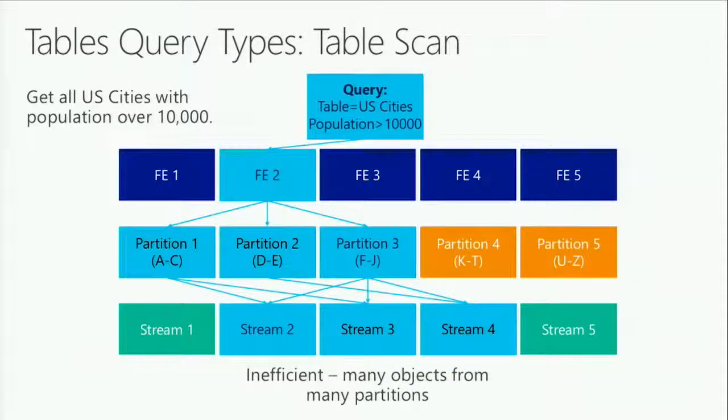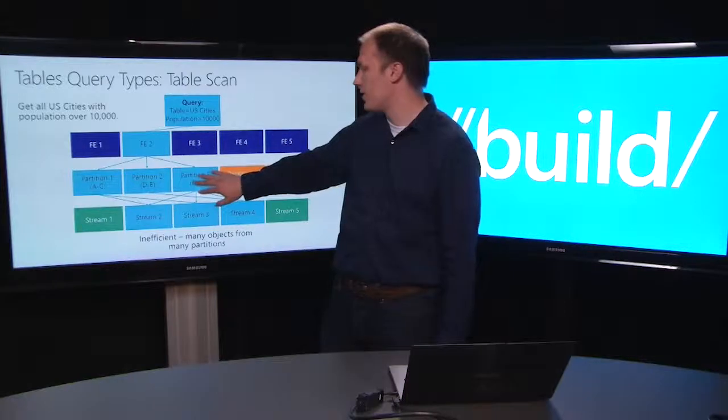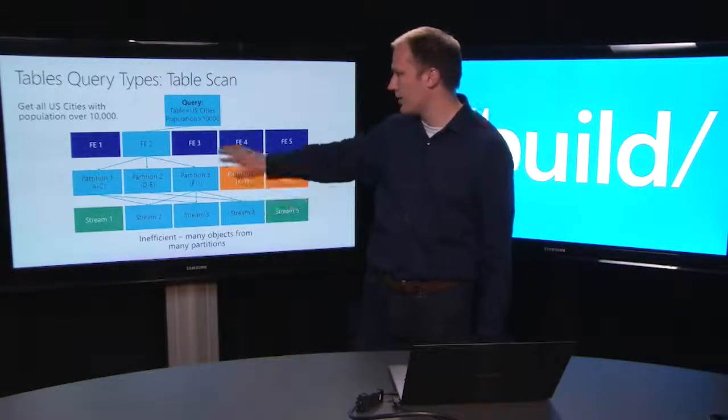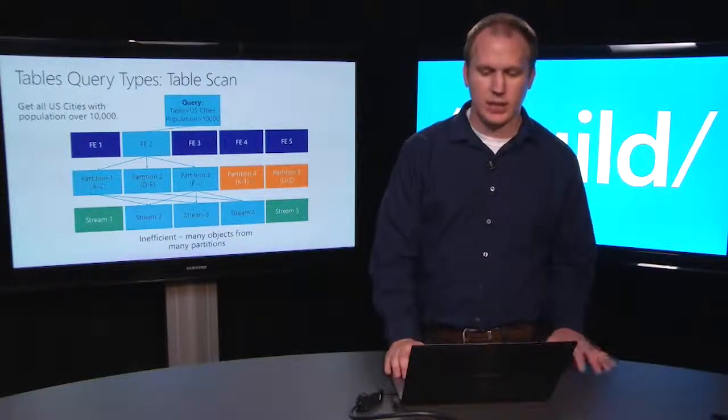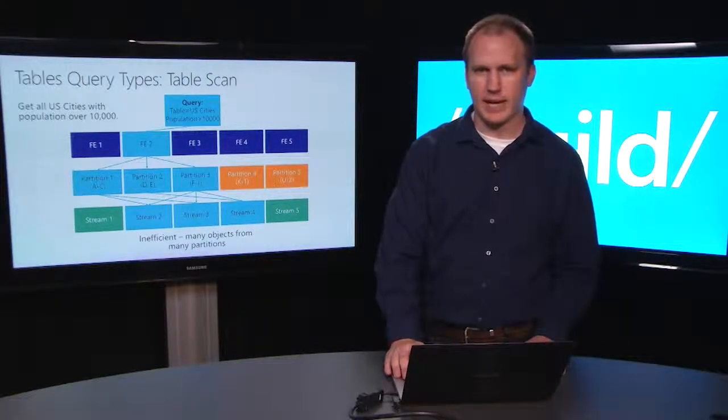And then finally, we have table scans. These are by far the least efficient operations in storage because these span partitions. This is similar to doing a list blobs operation if you were using the blob service, or list queues for queues. You're going to be spanning partitions to do those operations. And what you see is this kind of fan out as we're using multiple partition servers, multiple stream servers in order to get all the US cities with more than 10,000 people. These are really inefficient. We want to avoid them anytime we can in our applications.